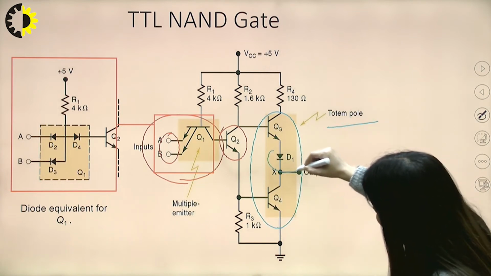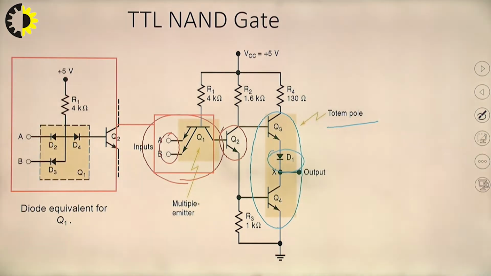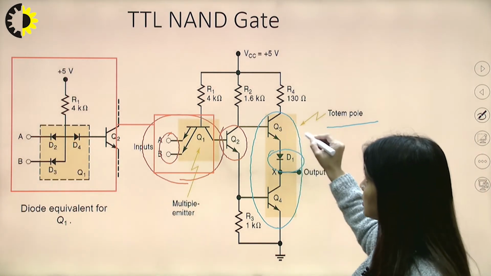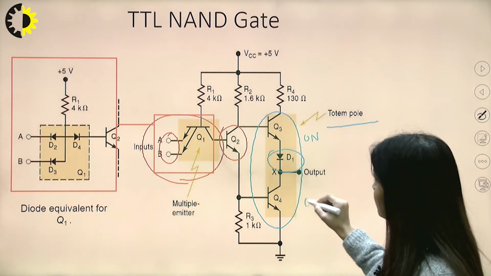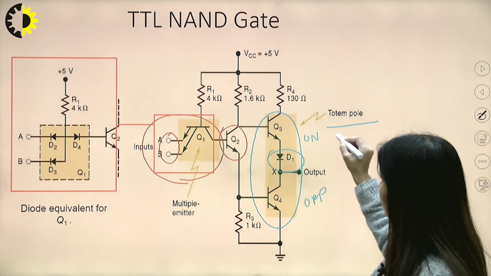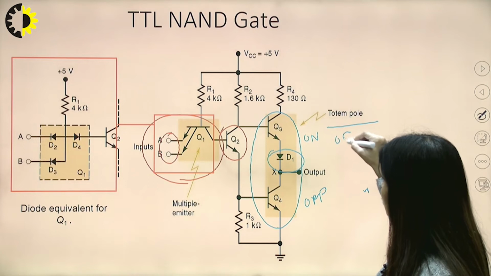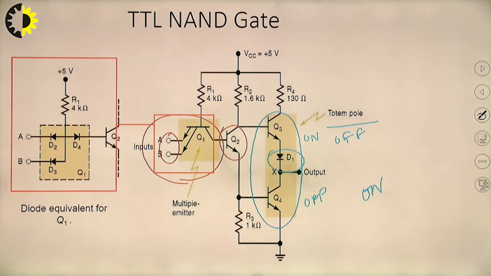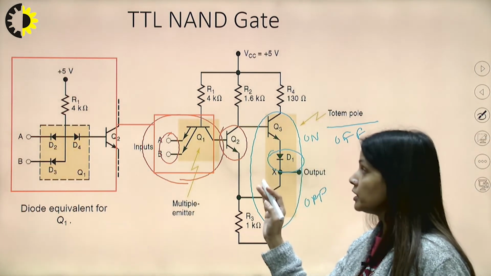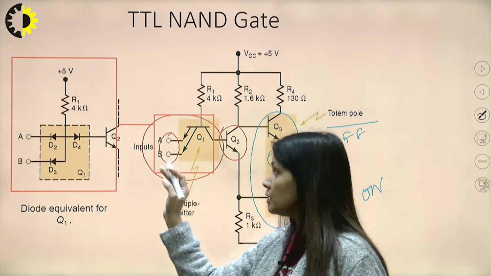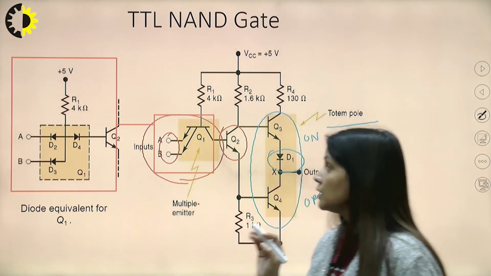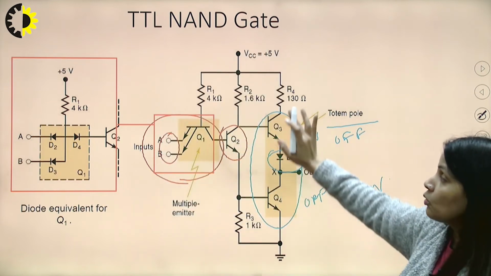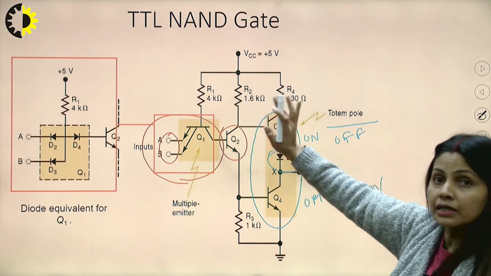There is a diode between Q3 and Q4, which makes sure that if one is on, the other must be off, and if it is off, then the other must be on. This is the totem pole arrangement with a multiple input emitter, and this particular circuit is known as the TTL logic for the NAND gate.